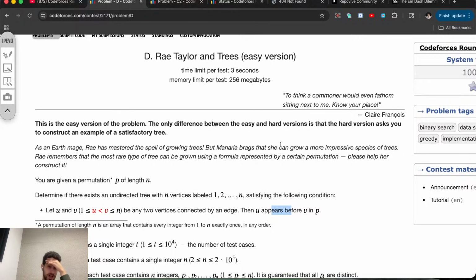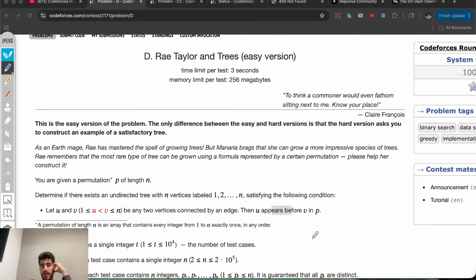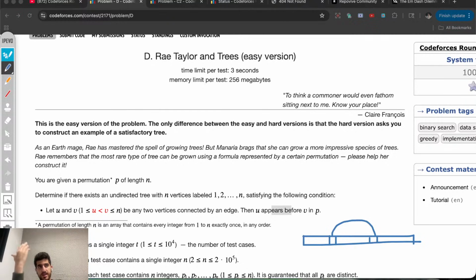So, guys, the first thing that comes to my mind is this. If we just consider the permutation and add an edge between each two positions that are not inversions, then if there's a spanning tree on the graph that we made, the answer is yes. Otherwise, the answer is no.